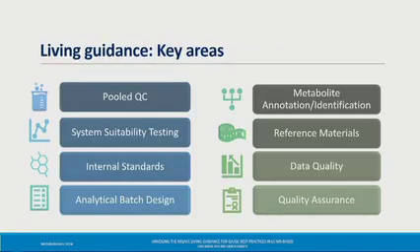So these are the key areas that are covered by the Living Guidance document. Broadly, they are pooled QC, system suitability testing, internal standards, analytical batch design, metabolite annotation and identification, reference materials, data quality, and quality assurance. So these are all areas where we've been gathering information as part of polling, talking to the community themselves, having internal discussions about the best way to come up with the guidelines for each of the individual topics.